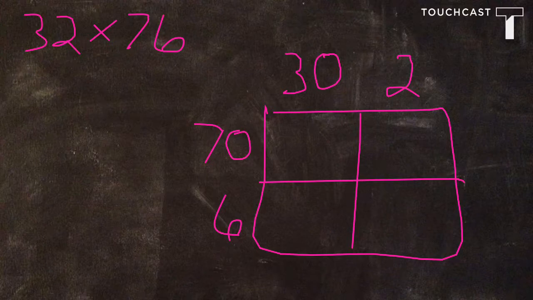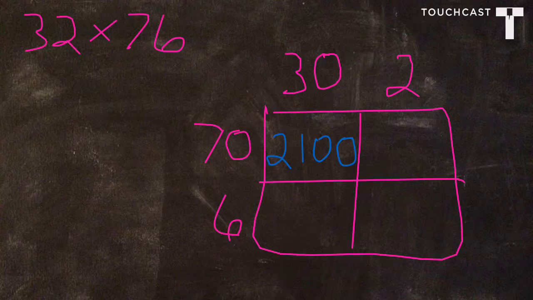So 70 times 30, we know 7 times 3 from our facts is 21. But since it's a 10 times another 10, we have to add 2 zeros. So that is 2,100.